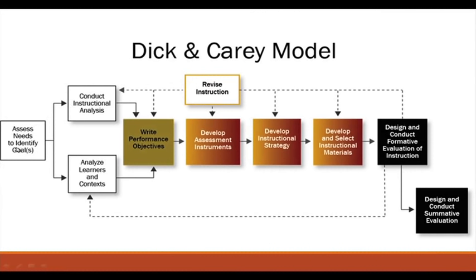So, just see here, this is the Dick and Carey model. Here we assess needs to identify the goals, and then conduct instructional analysis. In this part, we analyze learners and context, and from here the second part is to write the performance objectives, develop assessment instruments, develop instructional strategy, select instructional materials, and design and conduct formative evaluation. And here is the revise, so whatever revision the instruction needs, we can do that. This is the Dick and Carey model.